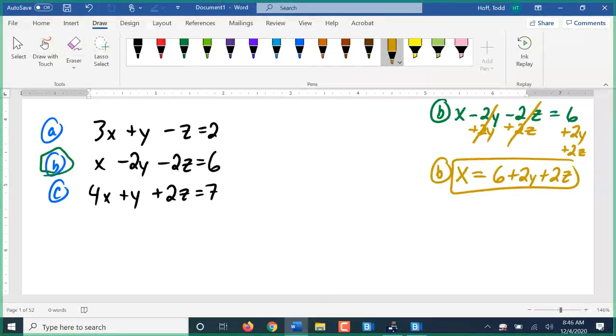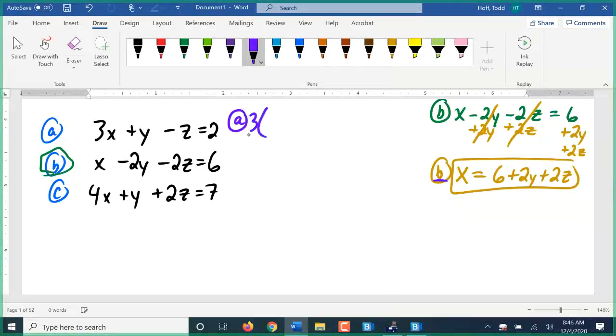Again, I could have solved equation A for y or equation C for y. It would have been just as easy. I just chose that one because that's the one I felt like using right now. So that was equation B. We do have to go back to the other two equations. So let's do equation A here.